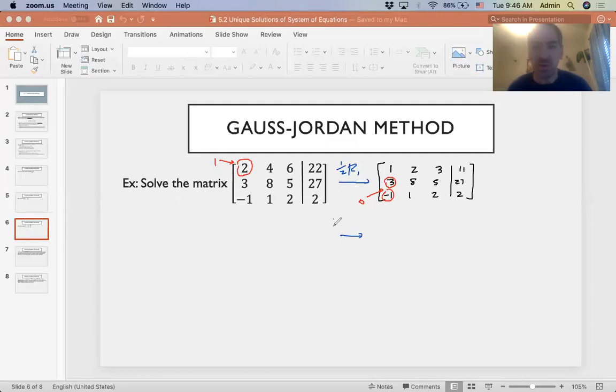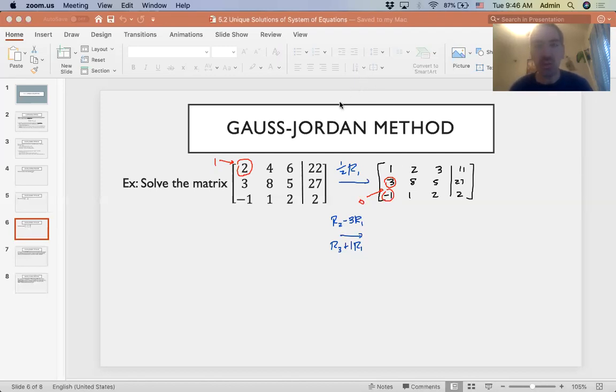Well, I'm going to take row 2 and add to that the additive inverse times the row that has the 1 in it. Row 2 plus a negative 3 times row 1. And doing the same thing with that third row, I'm going to add the additive inverse to this negative 1. The additive inverse of the negative 1 is a positive 1. So plus 1 times row 1, the row with the 1 in it.